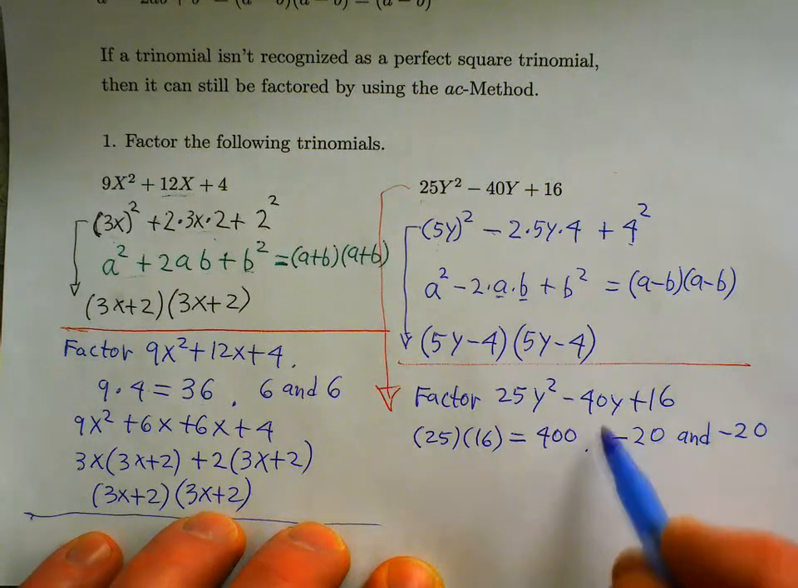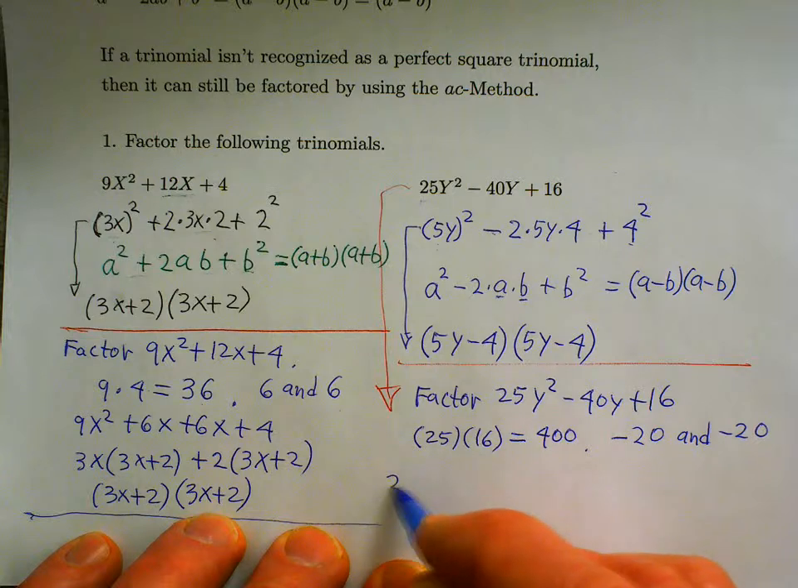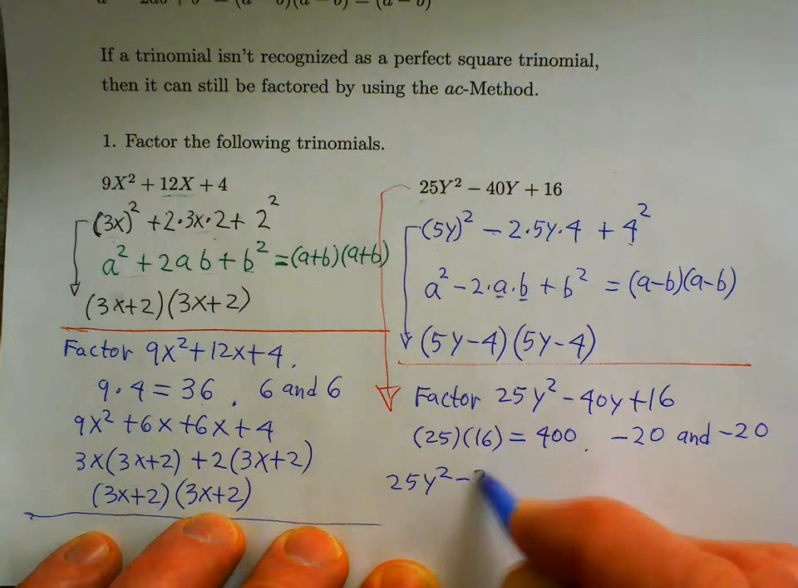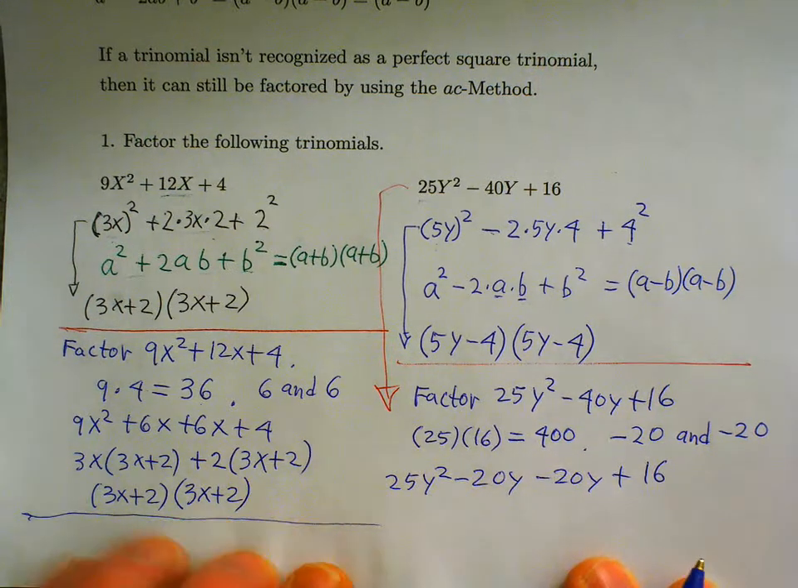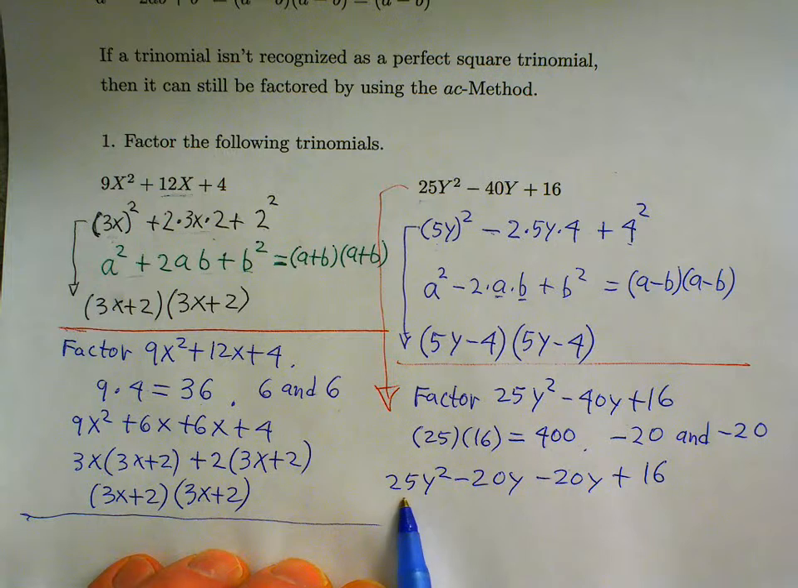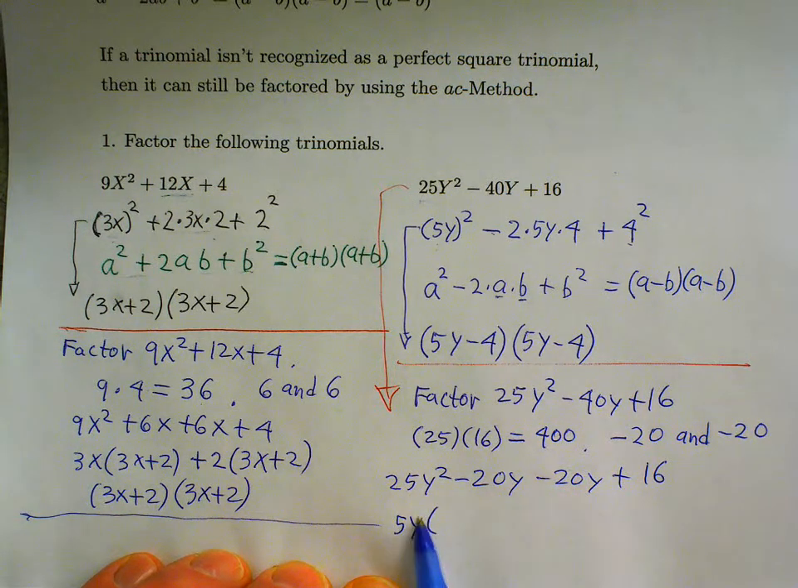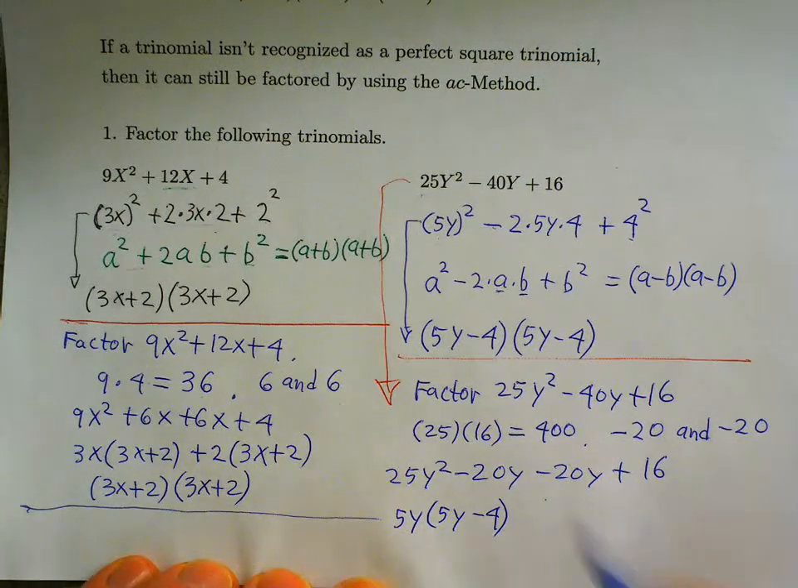Okay, so then transform the trinomial into a quadrinomial, 25y to the second minus 20y minus 20y plus 16. And then factor by grouping. Out of the first two terms, 25y to the second minus 20y, the greatest common factor is 5y. And when you factor 5y out, you're left with the binomial 5y minus 4. And then bring down the middle operator of subtraction.